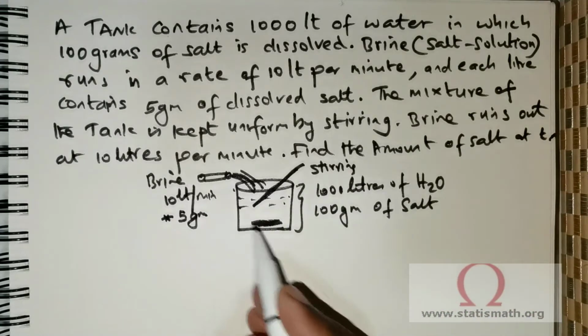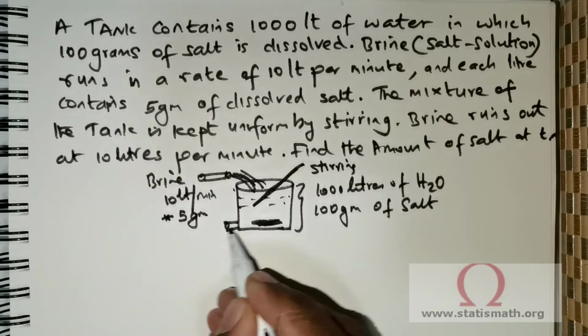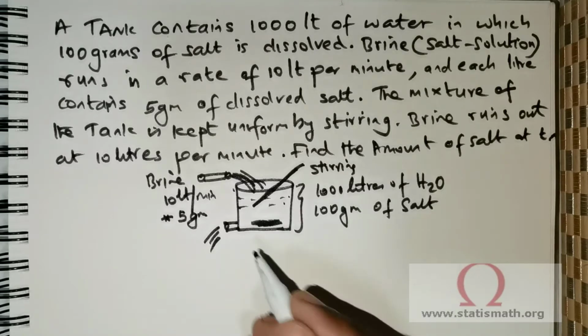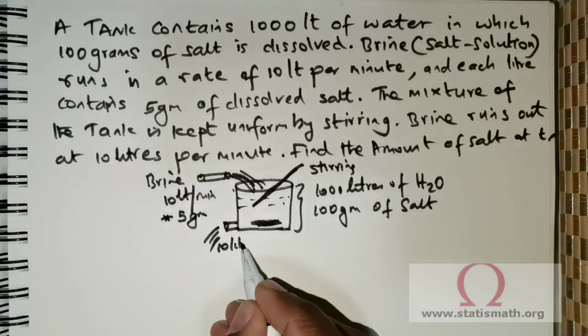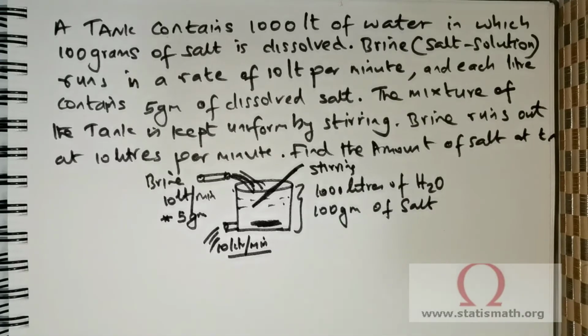Now brine runs out at 10 liters per minute. So that means there is another nozzle by which the solution is running out at 10 liters per minute. Now we are expected to find the amount of salt at any time t.